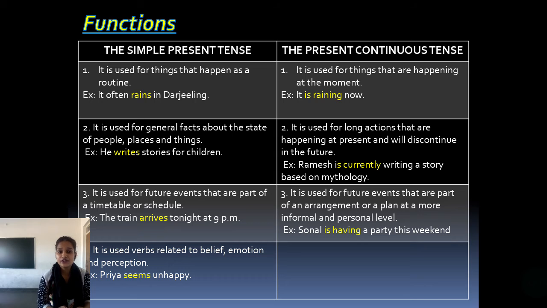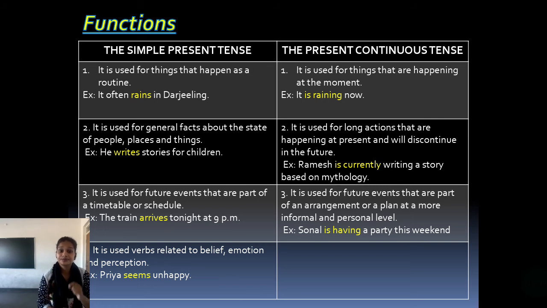Third, it is used for future events that are part of a time table or schedule. जो फ्यूचर इवेंट्स के बारे में बात करते हैं जो एक टाइम टेबल के हिसाब से फिक्स्ड हो, जो फ्यूचर में होने वाला है, बट दैट आर फिक्स्ड एज अ टाइम टेबल. लाइक एग्जांपल: द ट्रेन अराइव्स टुनाइट एट 9 PM. It is fixed that the train will arrive at 9 PM. So we will use here the simple present tense. The train arrives tonight at 9 PM.